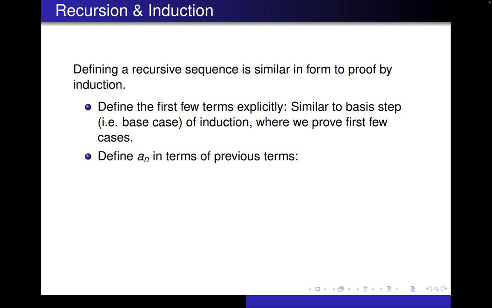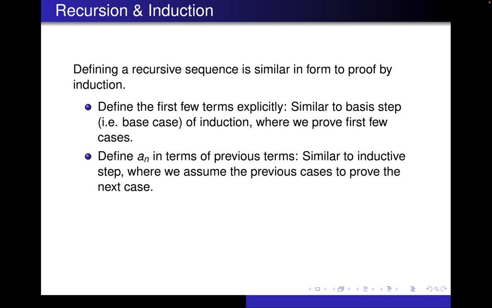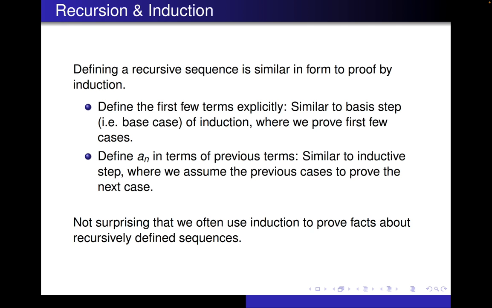Then we define a_n in terms of previous terms. It could be the one right before it, or it could be ones that are several terms before. And that's very similar to the inductive step, where we assume the previous cases to prove the next case. And here we assume the previous terms to define the next term.